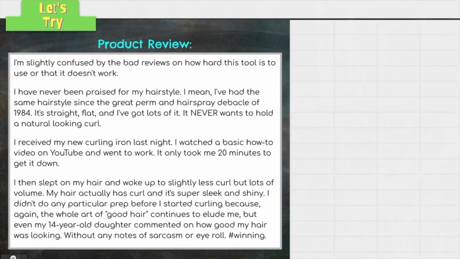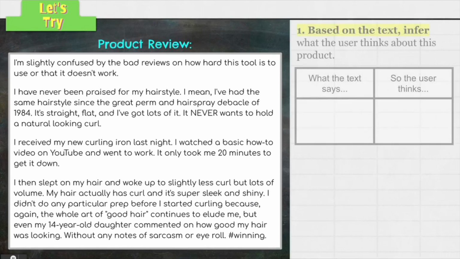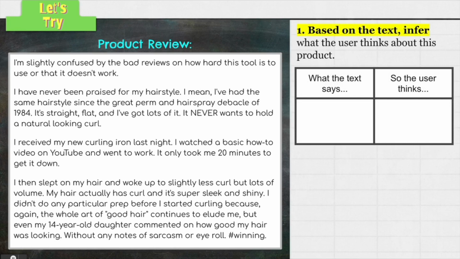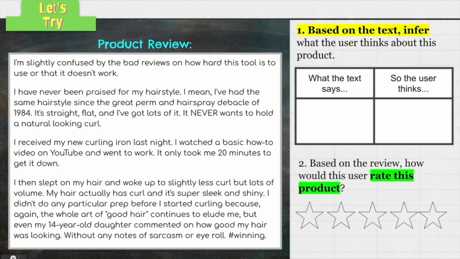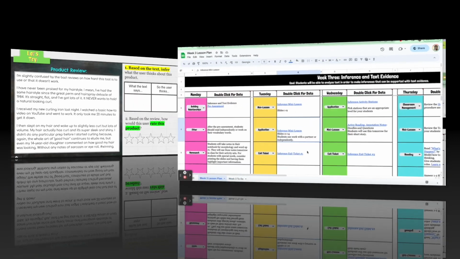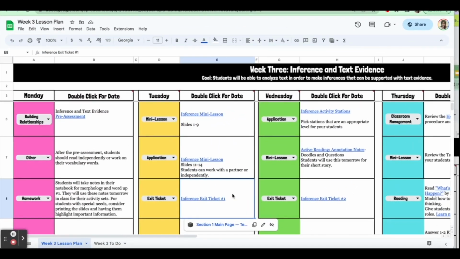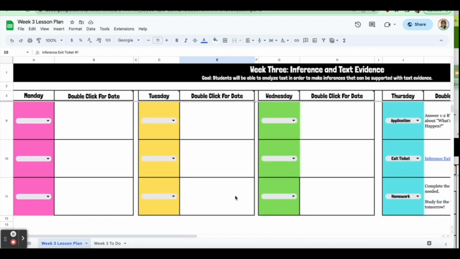And then finally, they read these Amazon reviews and they, based on the text, they infer what the reader thinks or the person thinks about the product. And then they review it or give it a rating. Then after that, I have an inference exit ticket that they do so I can see where students are as far as inferring. So that is Tuesday.